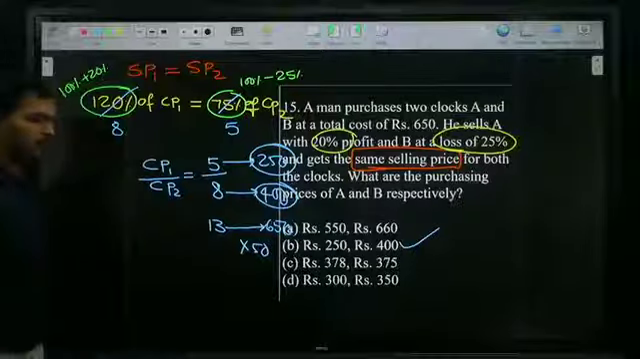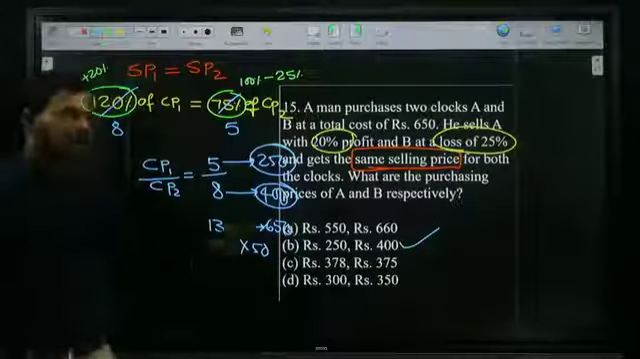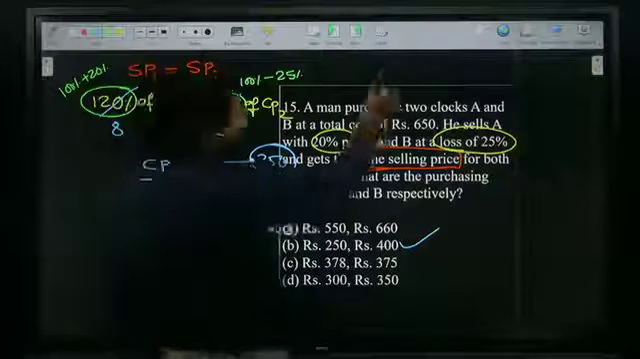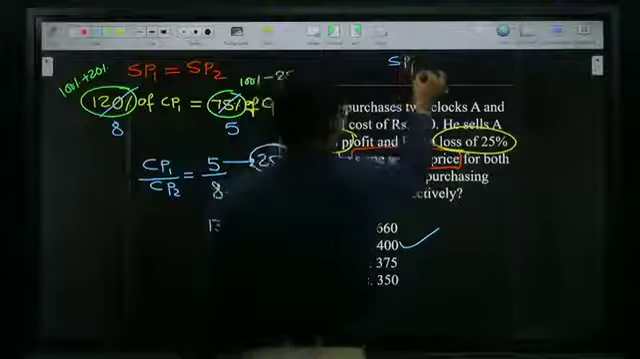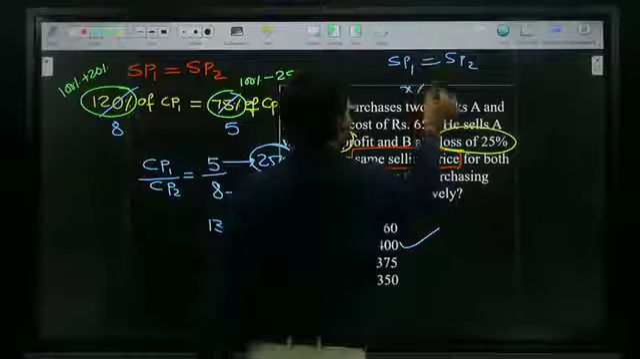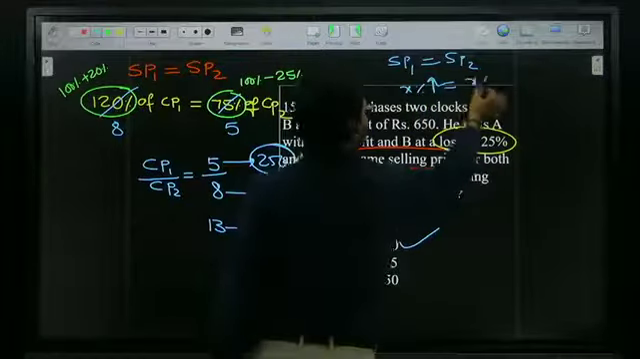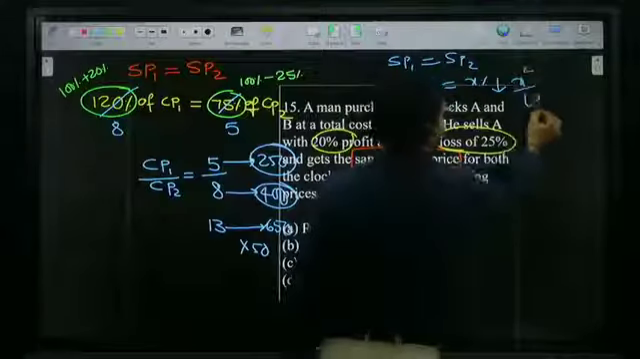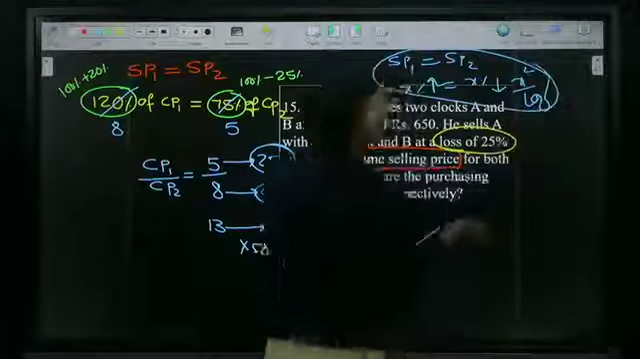All of you okay? I already told one more thing. SP1 is equal to SP2. I already explained: if one article is sold at X% profit and another article is sold at X% loss, the overall transaction is a loss of X square by 100. Is this applicable for this question?